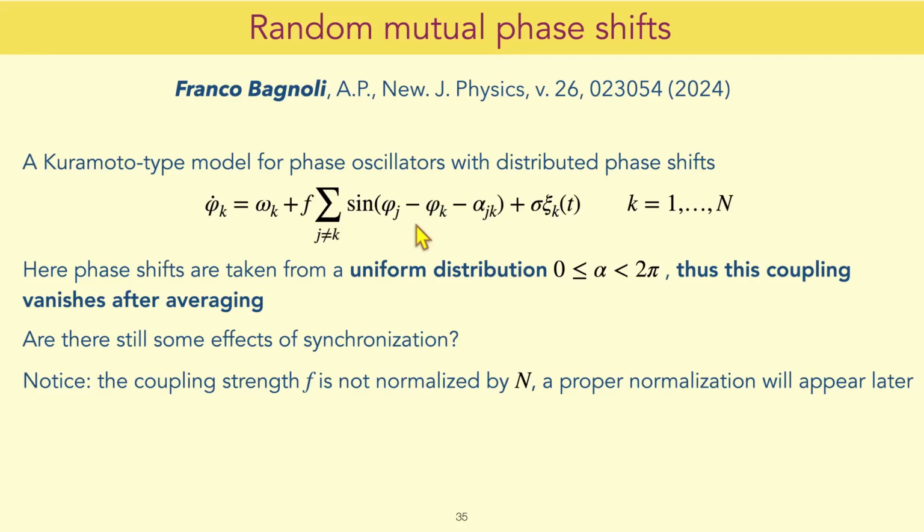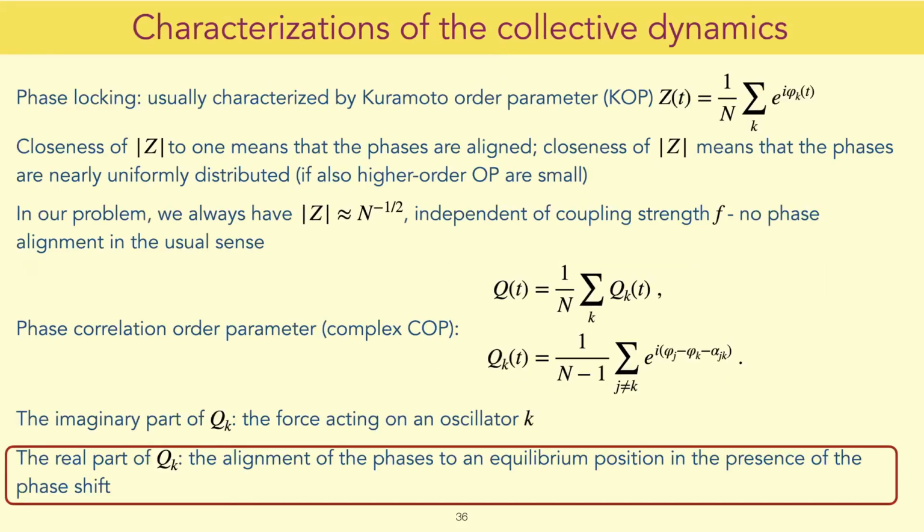So if I apply the recipe from the previous part, this averaging will give you just 0 because of this uniform distribution. And you can ask a question, is there still something in this model? So averaging says that there is no synchronization transition, but maybe we have lost something while averaging. Okay, let us consider more carefully and notice here that I don't normalize this coupling by N because there will be some other generalization. Normalization will be later.